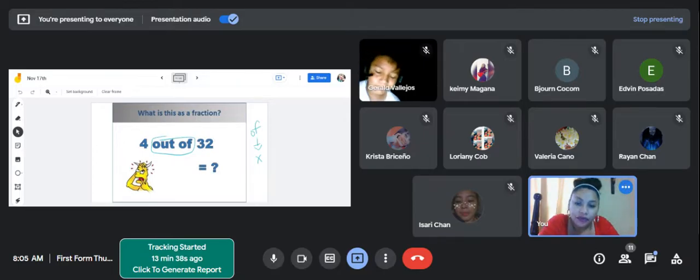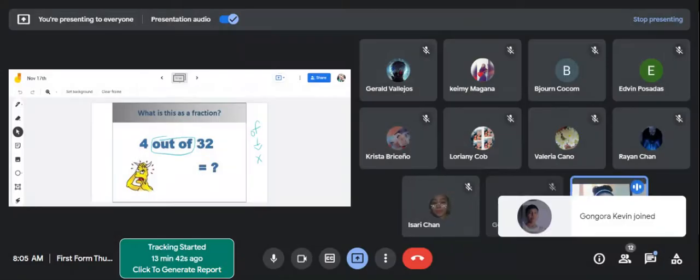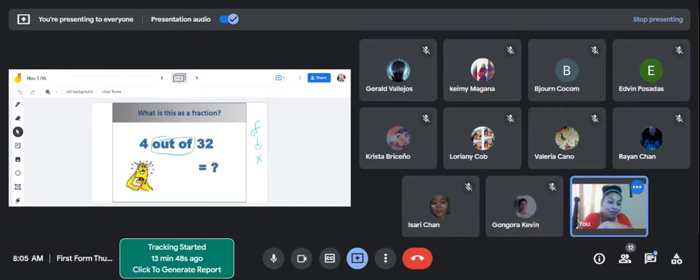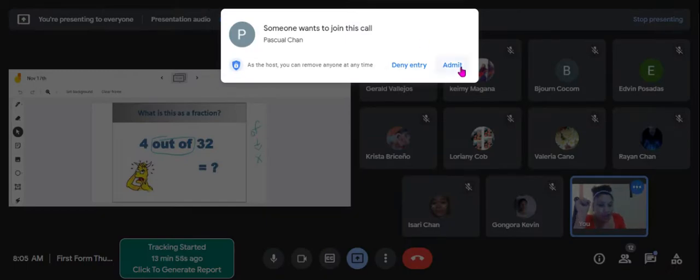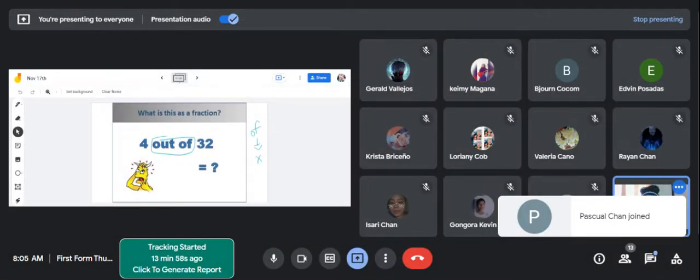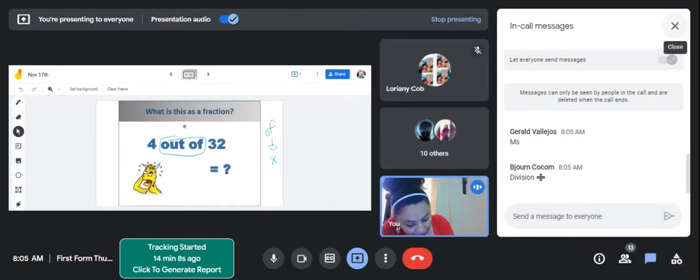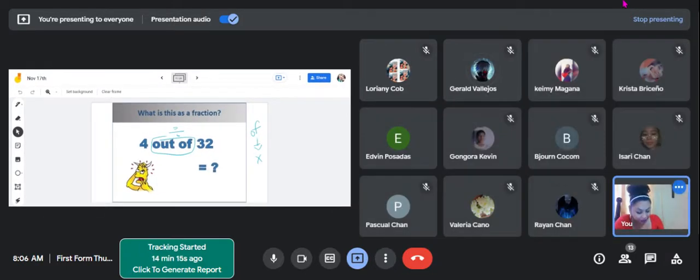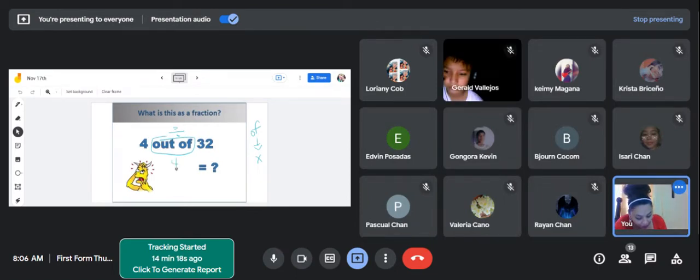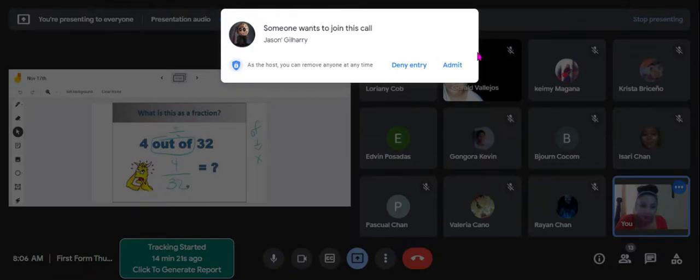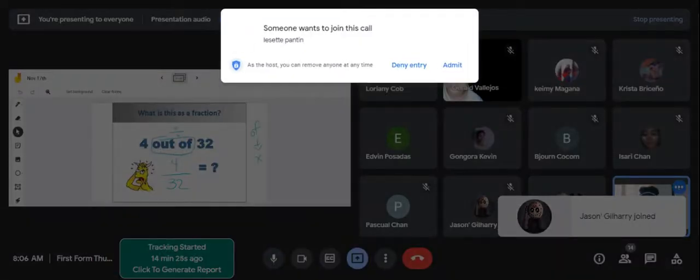Okay. If we use the word of to represent multiplication, so when we say half of 2, that means a half times 2, right? Now when we use 4 out of 32, out of means the opposite of multiplication. So what is the opposite of multiplication? Division. Very good, guys. Division. So this is going to mean division. Now when I write my fraction, I am going to write 4 out of 32, because that is what the sentence is representing. All right?